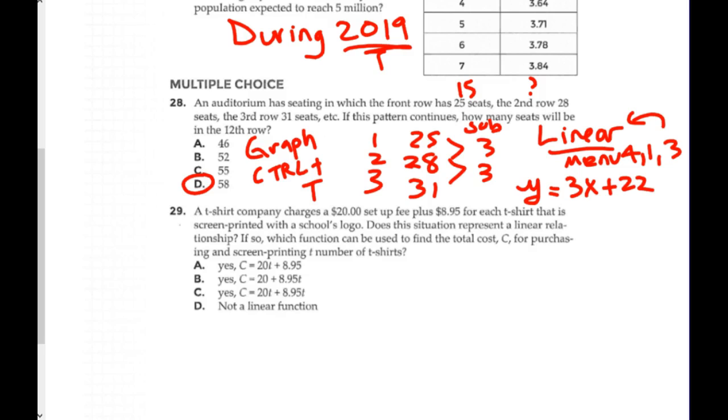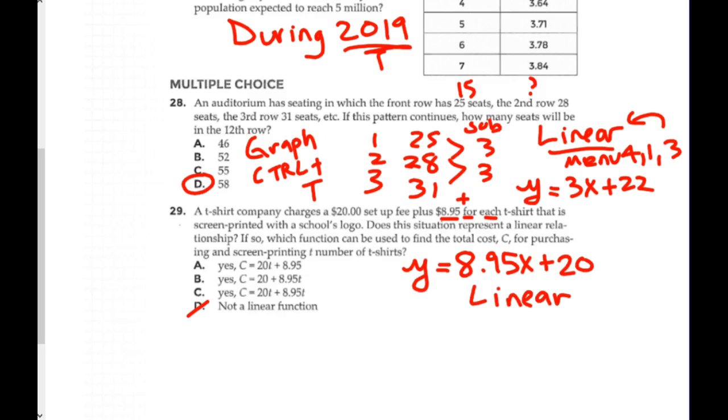T-shirt company charged a $20 set fee plus $8.95 for each shirt. Does this situation represent a linear relationship? Well, it's adding $8.95 each time. Your equation would be 8.95x, that's what you're adding each time, plus the startup fee, which was $20. Okay, that is linear.